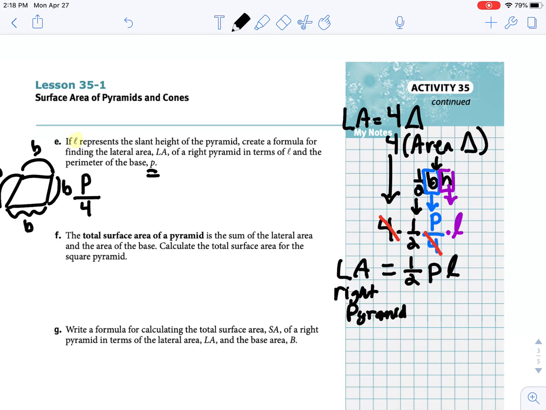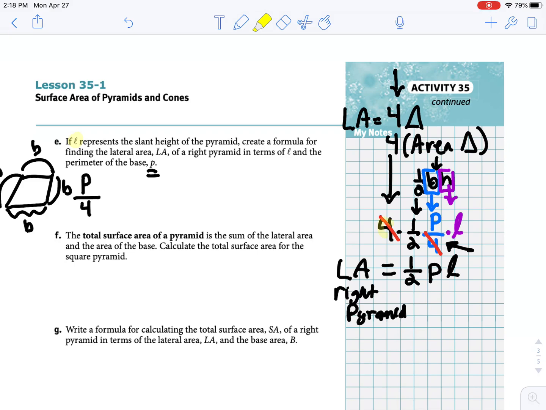Now, you might be concerned with the fact that this particular pyramid had a base that was a square. So we started out with 4 triangles, and we did the perimeter divided by 4, since there were 4 sides to the base. Well, even if I changed that to a hexagon, then there would be 6 triangles, and we would do the perimeter divided by 6. Or if it was an octagon, there would be 8 triangles, and we would do perimeter divided by 8.